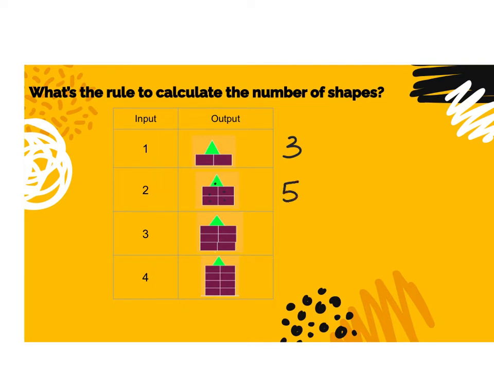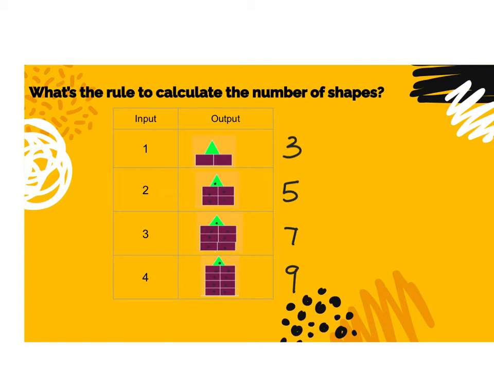Output is 5. Next one, input 3, our output is 1, 2, 3, 4, 5, 6, 7. And our last input is number 4, with the output being 1, 2, 3, 4, 5, 6, 7, 8, 9. So now it's time to think, what's the rule to calculate the number of shapes?